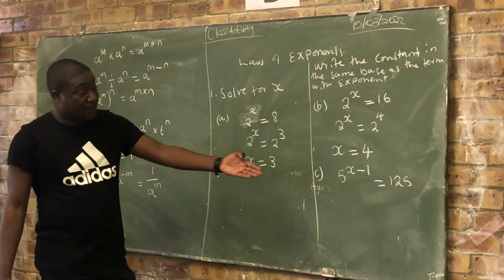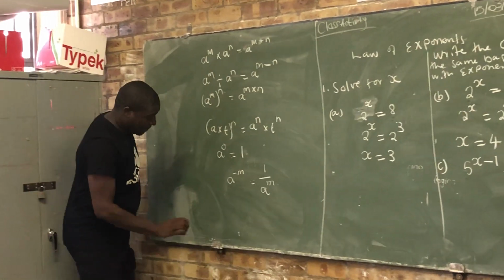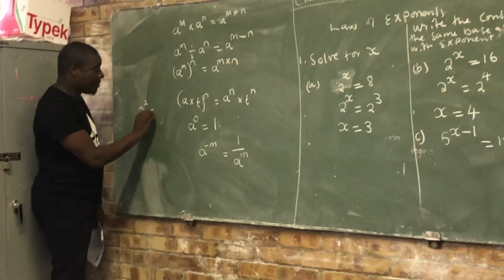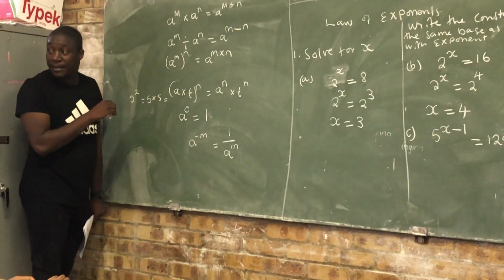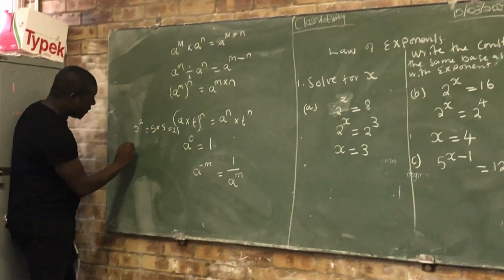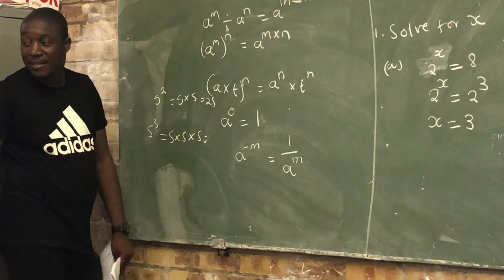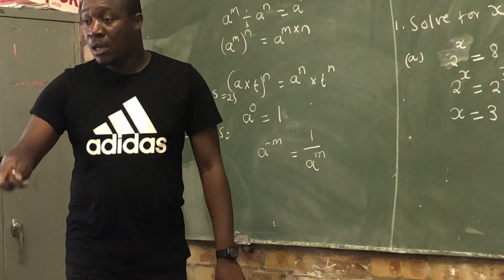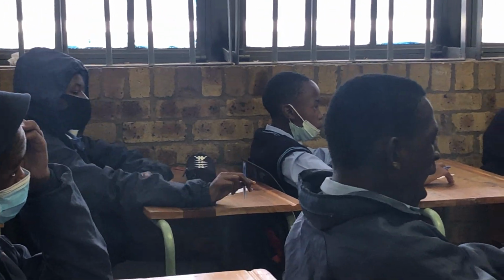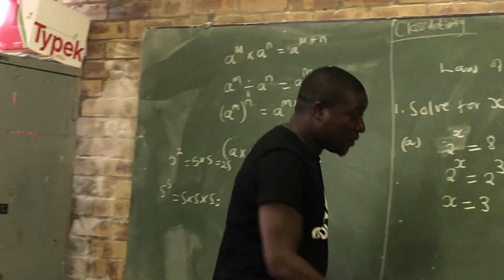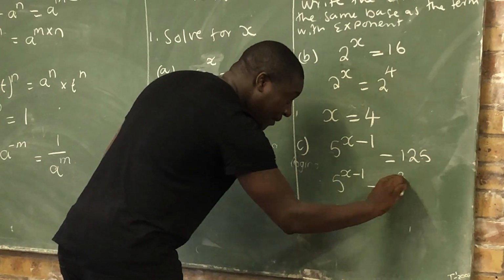So if the base is 5, what will be the exponent? Remember that 5 to the power 2 is the same as 5 multiplied by 5, which is 25. Then 5 to the power 3: 25 multiplied by 5 is 125. So that means it's 5 to the power 3. So we're going to say 5 to the power x subtract 1 equals 5 to the power 3.